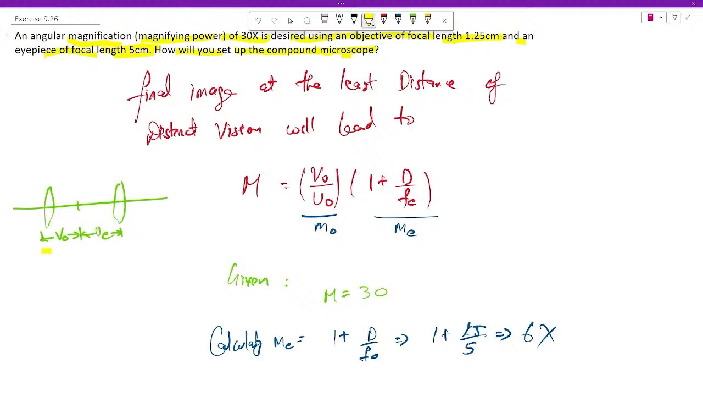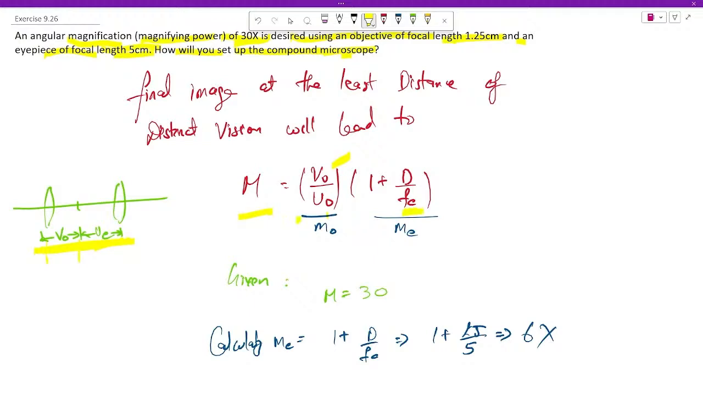So we know that the length of the microscope can be given by the distance of the image from the objective added with the object distance for the eyepiece. Now we have also been given that the desired magnifying power is 30x. So we can write it as m equals VO by UO, that is the position of final image by the objective divided by the object distance from the objective, multiplied with 1 plus D by FE, where FE is the focal length of the eyepiece.